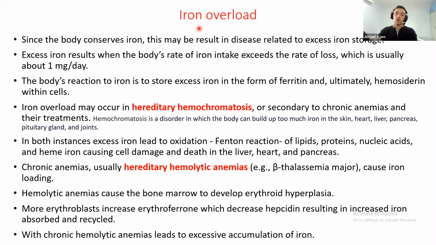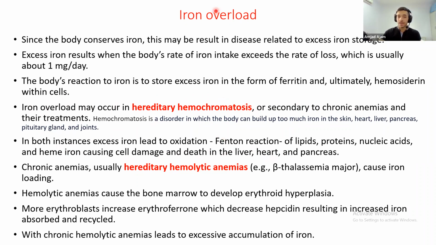Then here, iron overload. What happens when someone has excess iron, in other words, iron overload? Iron overload may occur in a disease called hereditary hemochromatosis. I put the definition of this disease here. It's basically a disorder in which the body builds up so much iron. So iron overload can occur in hemochromatosis or secondary to chronic anemia and their treatments. Iron overload is harmful to us.